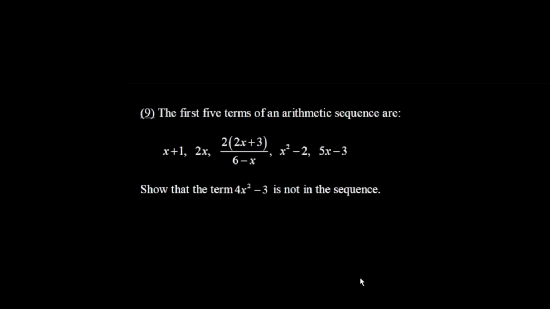Okay, question 9. We've got an arithmetic sequence. These are our terms, and we've got to show that 4x squared minus 3 is not in the sequence. We've got to find x first, I would suggest.